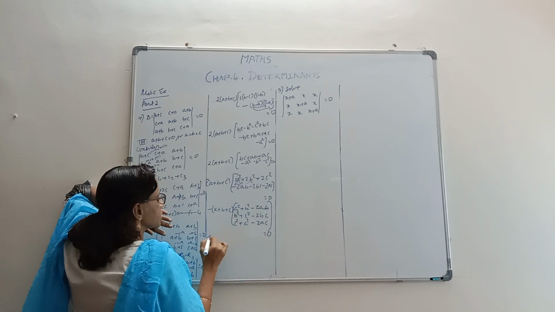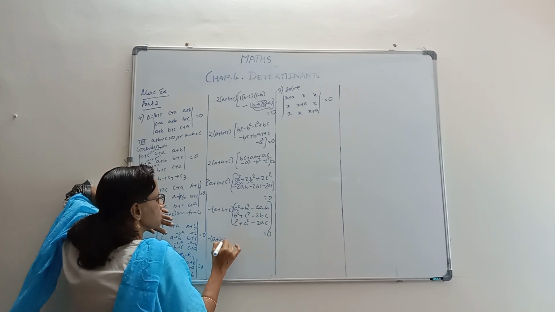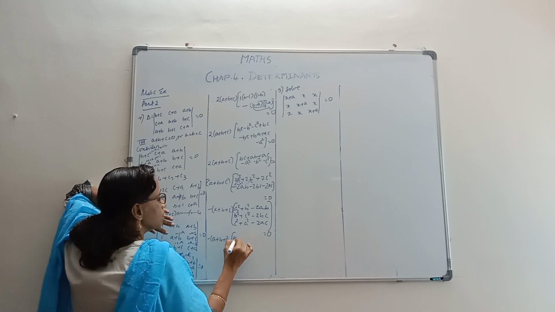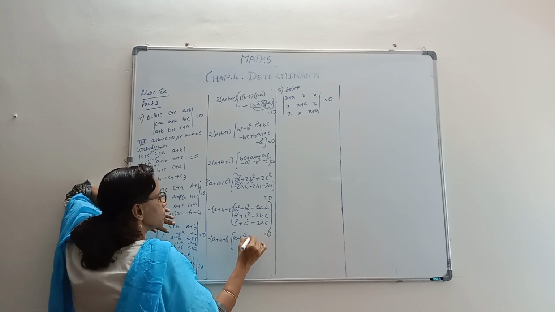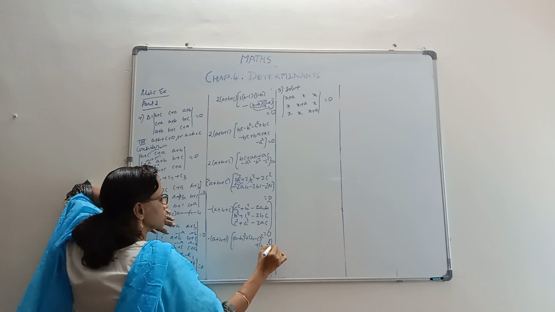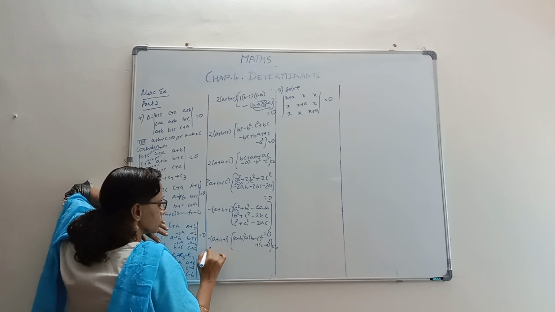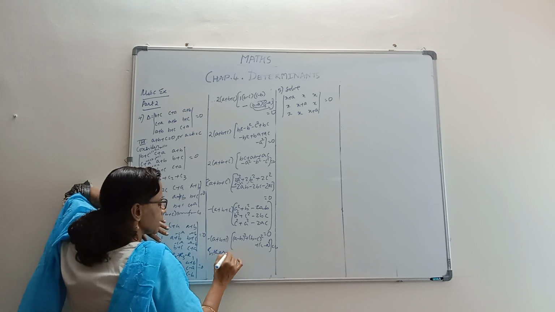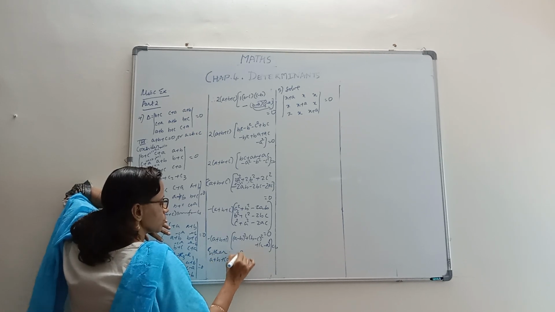It's as good as writing this. Or it's like writing a plus b plus c times a minus b the whole squared, b minus c the whole squared, plus c minus a the whole squared equal to 0. When the product is 0, either of the terms are 0. So it means that either a plus b plus c is 0 or this bracket term is 0.